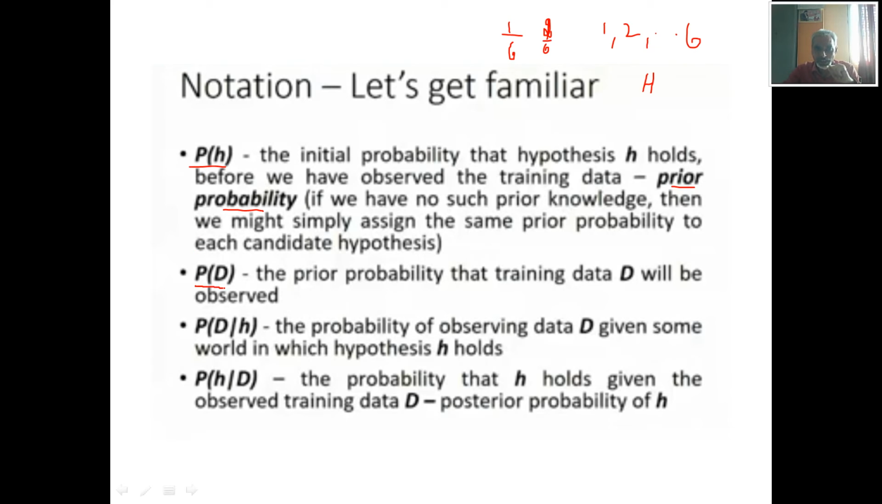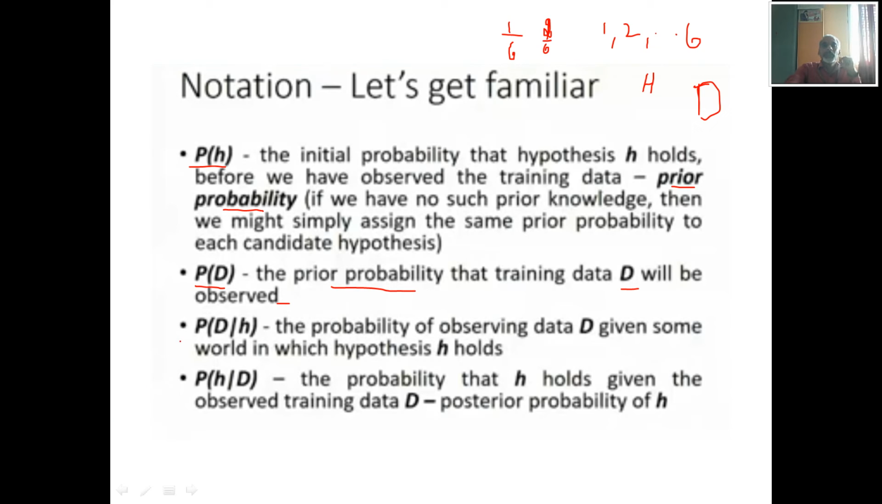Next, P of D. What is this capital D? Capital D is the set of all sample data, the training data set that you are going to have. Now P of D is the prior probability that the training data set D will be observed. You are going to calculate the probability of your training data set, which you call P of D.